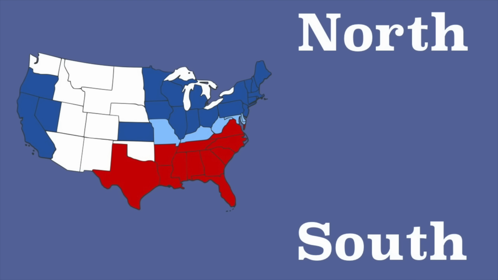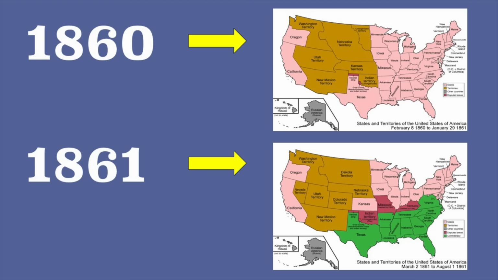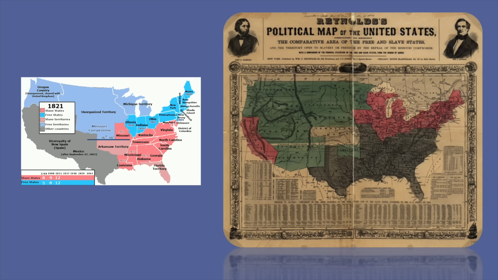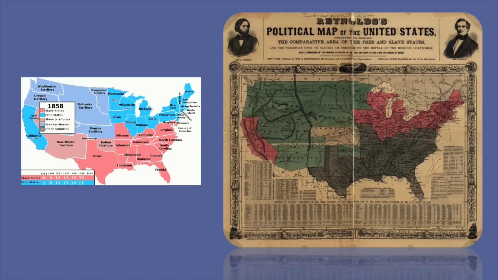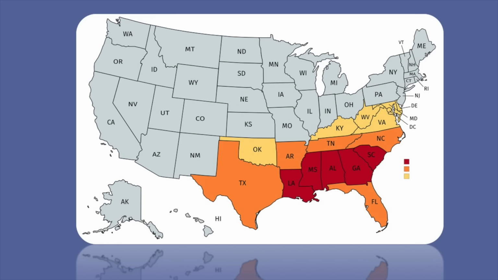Anyway, before we look at the differences between North and South, let's define what we mean when we say North and South. Well, here's a map of the United States in 1860. Here's one after the Battle of Fort Sumter in 1861. One definition defines the South as the states where slavery was legal. However, several slave states, often known as border states, remained loyal to the Union after the war broke out. Today, when people say the South, they often mean these states.